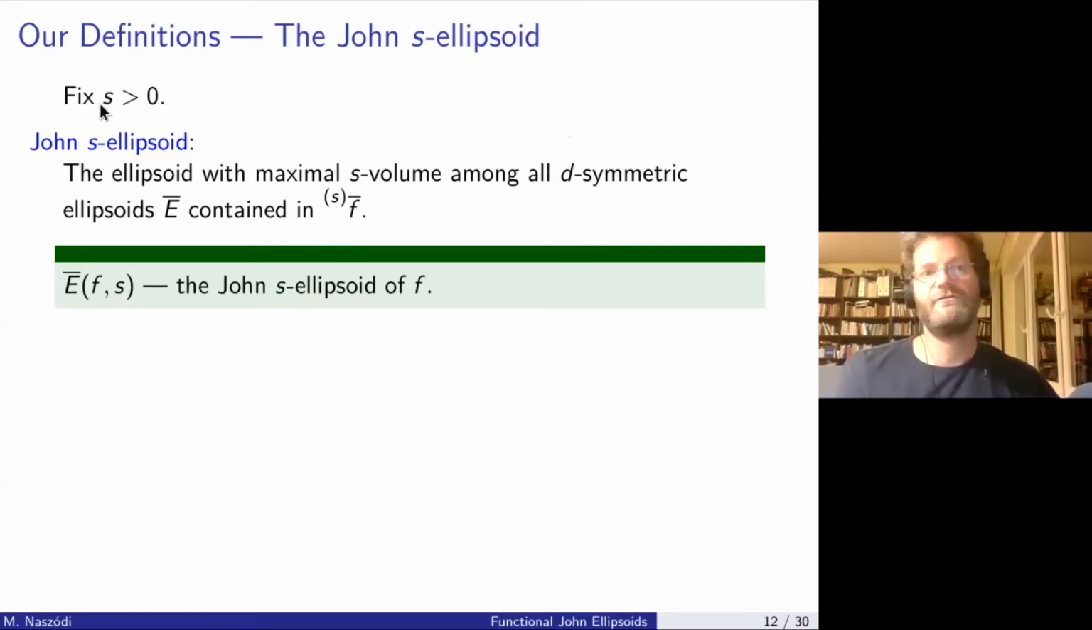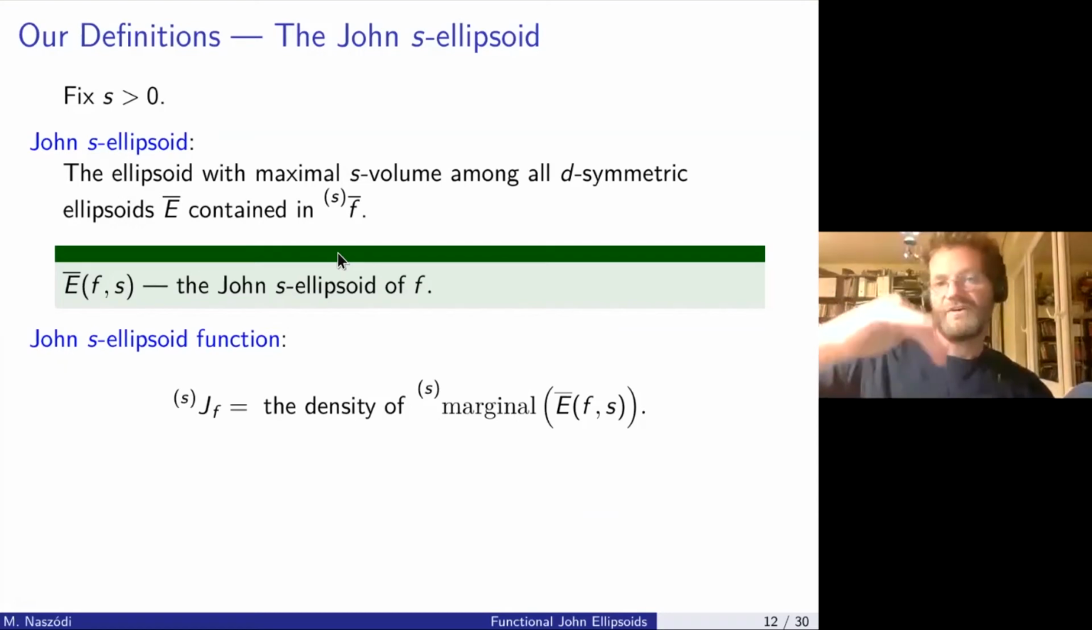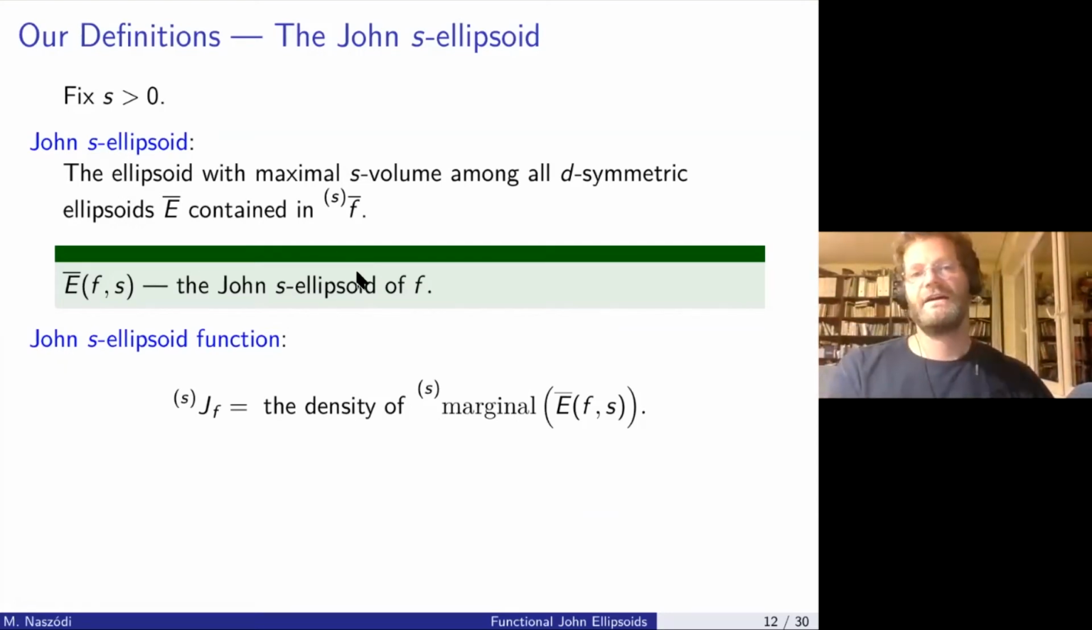So take F, fix S, and then the John S ellipsoid of F will be this biggest S volume ellipsoid. And then I can turn it into a function by taking the S marginal. Now this thing is a set in R^(d+1). By the way, every time I have a bar, that means it's a set in R^(d+1). So for example, this is a set in R^(d+1), the S lifting. But if I take the marginal, then I get, what is this? This is not a set, this is a function. This is a density function in R^d.